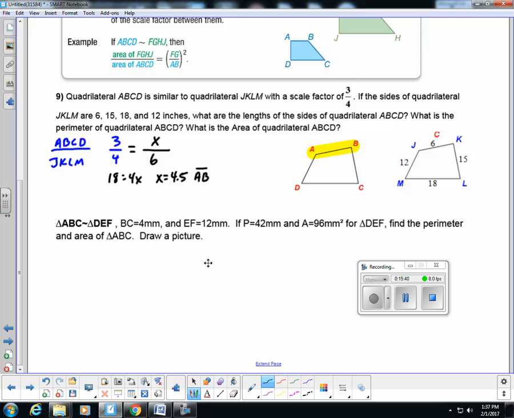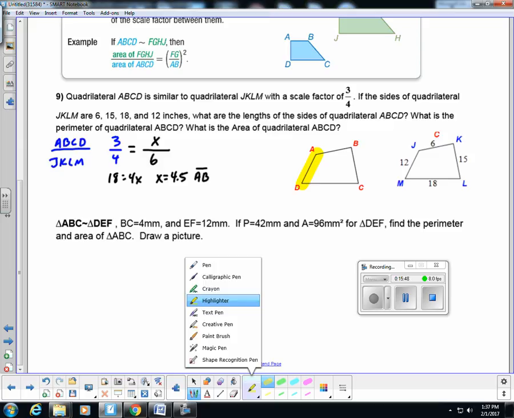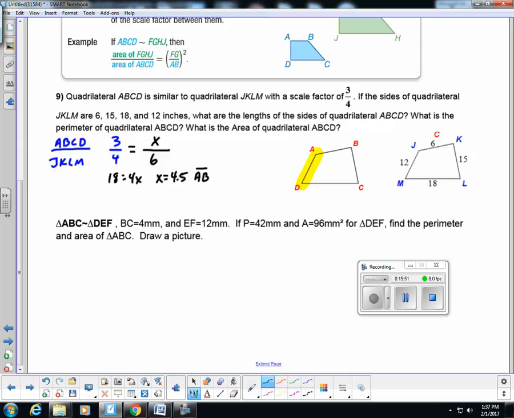Now we've got to move on and find the length of another side. So let's say we want to find the length of AD. Well, which side corresponds to AD? JM. Well, JM is 12. So now, instead of 6, it's going to be 12. So 3 times 12 is 36, equals 4x. X is equal to 9. That's the length of AD.